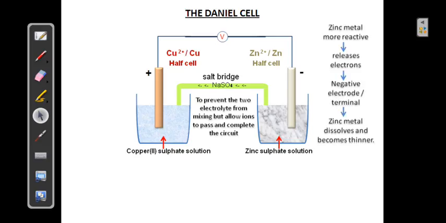So zinc metal will release its electrons because it is more reactive, and then through the negative terminal, the zinc metal dissolves and becomes thinner. What happens is the zinc as a solid metal will yield zinc 2 positive ions in aqueous after releasing two electrons.